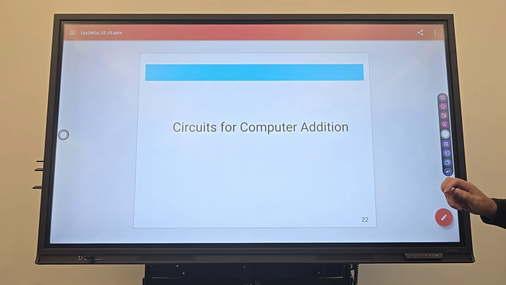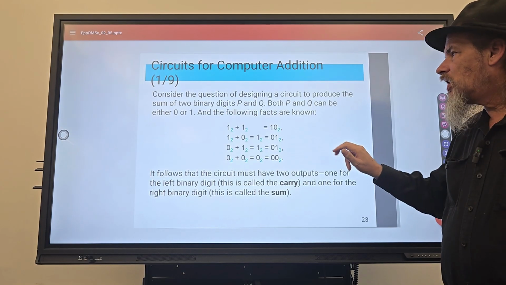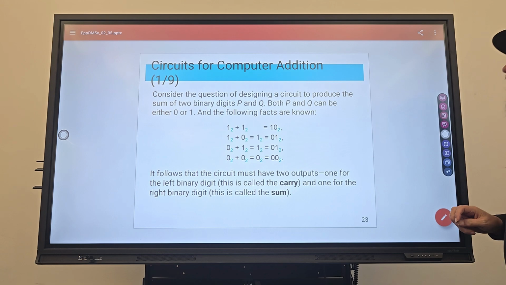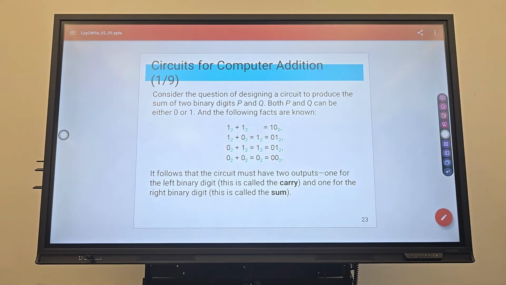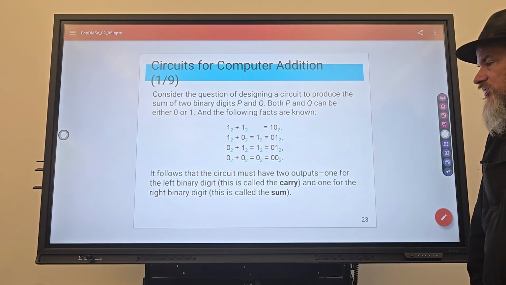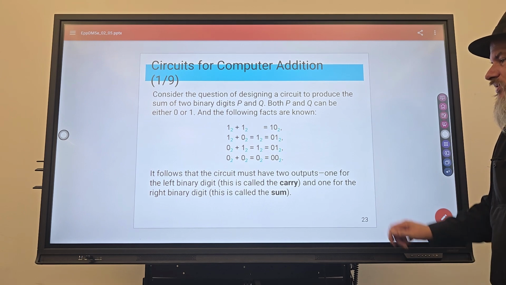Circuits for computer addition. Consider the question of designing a circuit to produce the sum of 2 binary digits, P and Q. Both P and Q can be either 0 or 1. And the following facts are known. Those are the additions of the two numbers. It follows that the circuit must have two outputs, one for the left binary digit, this is called the carry, and one for the right binary digit, which is called the sum.